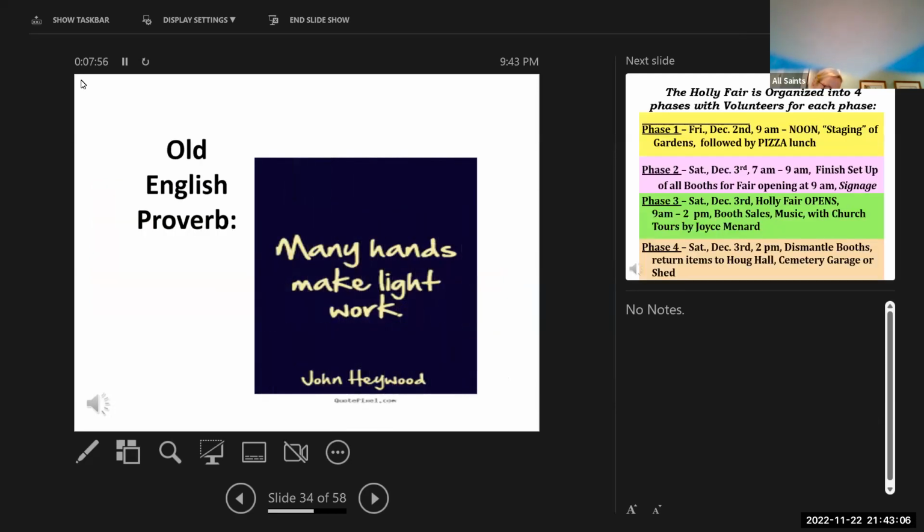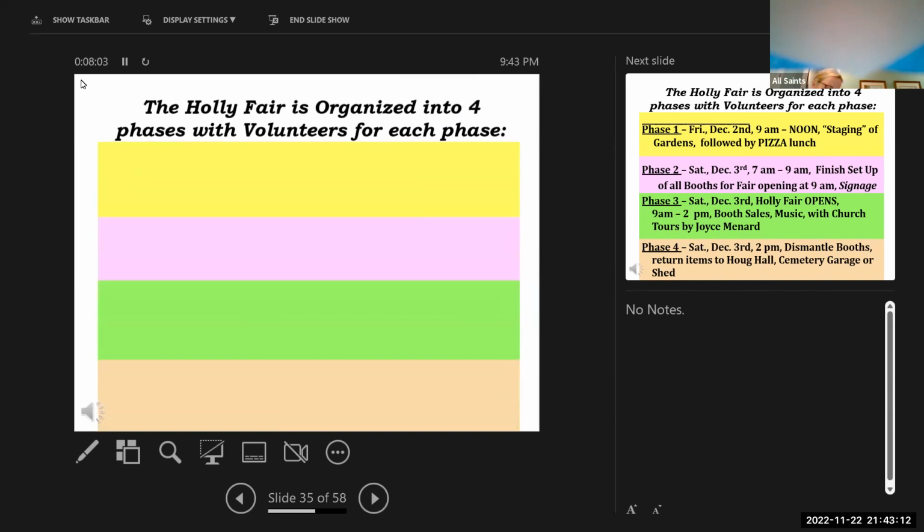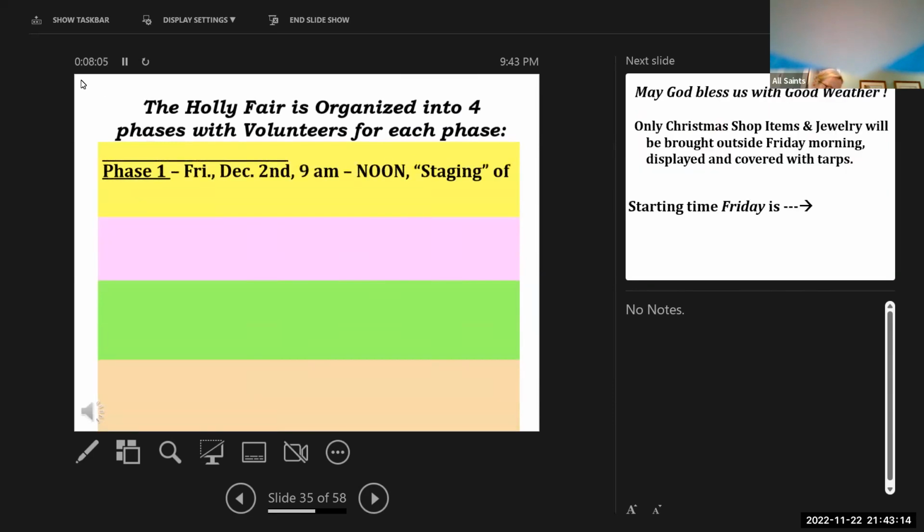Many hands make light work. So we have a lot of people. We're scheduled from 9 to noon, and we usually get done before noon when we set up. We have four phases or four stages. The first one is Friday, to get everything set up outside. And we're usually finished by noon. Like I said, for that, we're also going to get pizza from downtown Benny's, paid for by Father Tony.